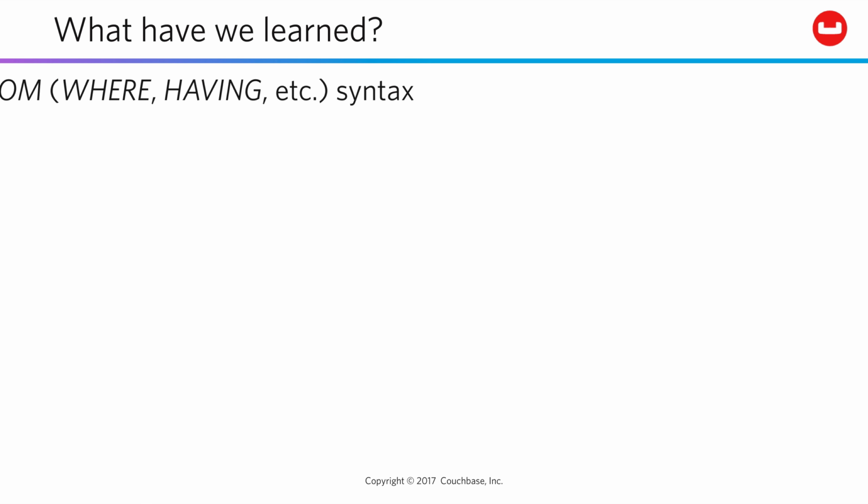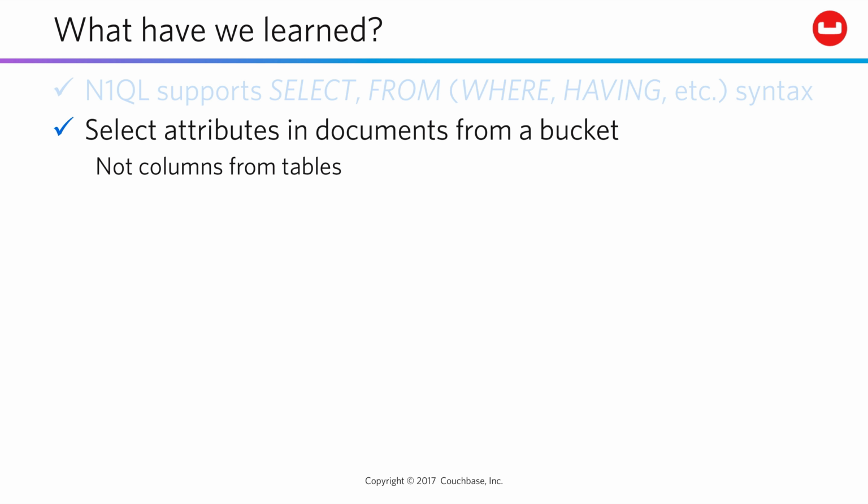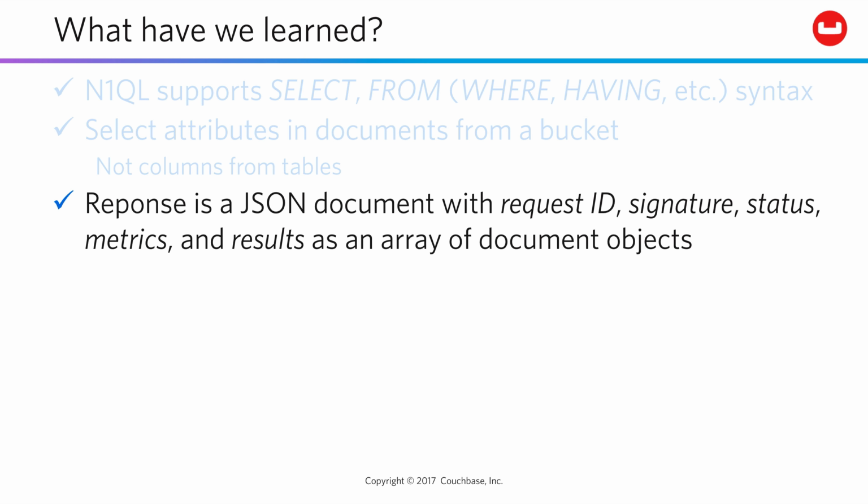So what have we learned? Well, N1QL supports select, from, where, having, join, and a whole lot more you're probably familiar with. The difference is that you're selecting attributes in documents from a bucket, not columns from tables. The response you get back is a JSON document with a request ID, signature, status, some metrics, and results as an array of document objects.